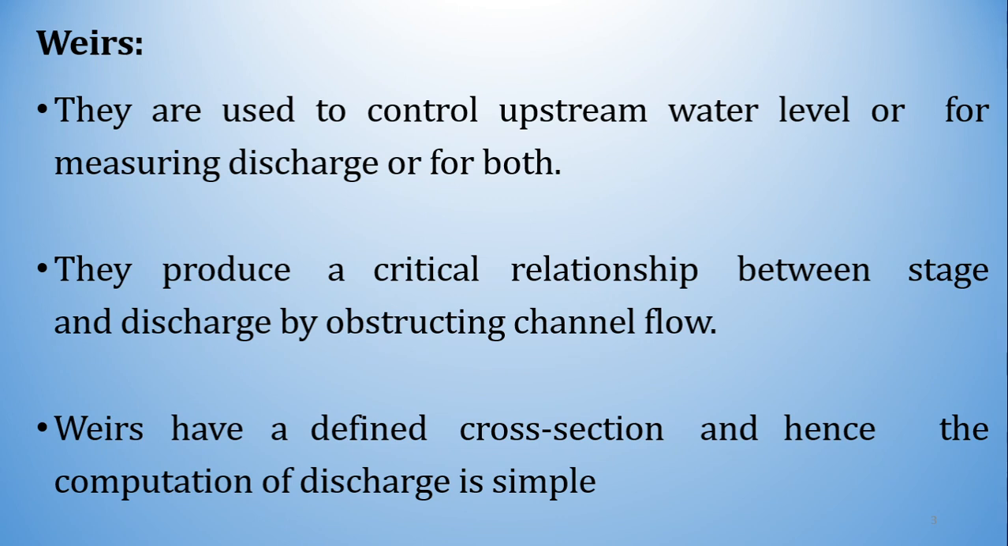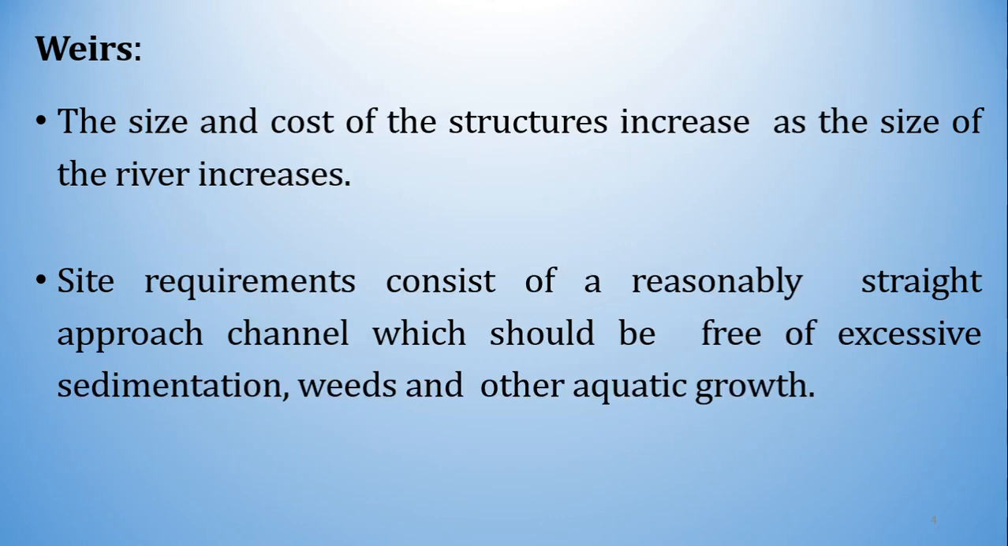Weirs are used to control upstream water level or for measuring discharge or for both. They produce a critical relationship between the stage and discharge by obstructing the channel flow. Weirs have a defined cross section and hence the computation of discharge is simple by using weirs. The size and cost of the structure increases as the size of the river increases.